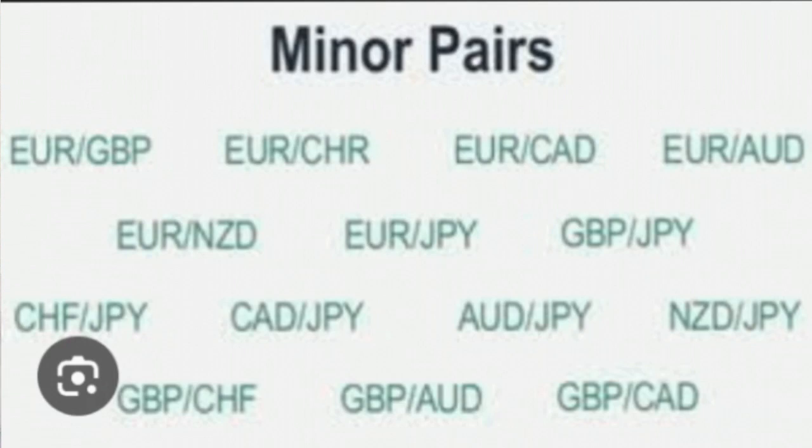Minor currency pairs are pairs that are not as heavily traded as a major currency pair, and they usually don't contain US dollars in them. Examples of minor currency pairs include EUR/JPY, EUR/CHF, EUR/CAD, EUR/AUD, EUR/NZD, EUR/GBP, GBP/JPY, CHF/JPY, CAD/JPY, AUD/JPY, NZD/JPY, GBP/CHF, GBP/AUD, GBP/CAD.